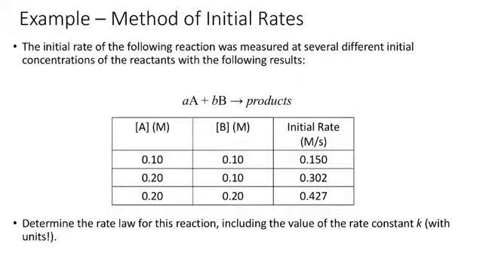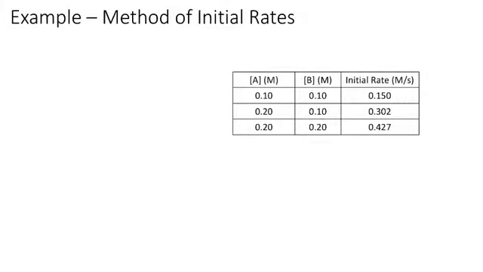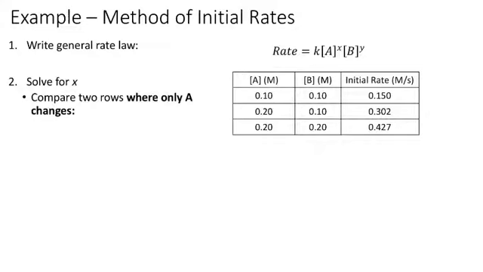Let's try now to use this data to find the order with respect to each reactant, the overall order of the reaction, and the value of the rate constant. So we see our data again here. The first step in the process is to write the generic rate law. In this case, rate equals k, A to the x, B to the y. Now we have to decide whether we want to solve for x or y first. With the data we have here, it really doesn't matter, but we'll go ahead and solve for x first.